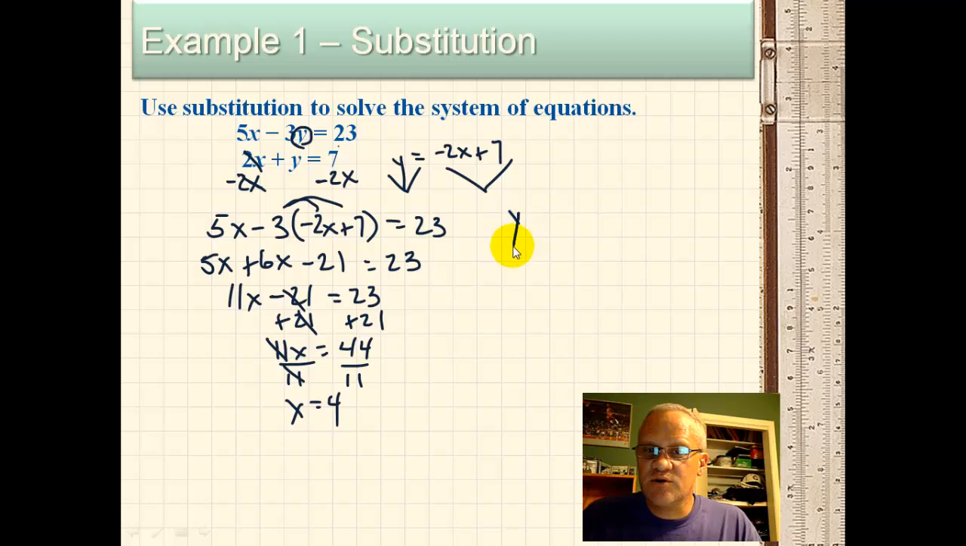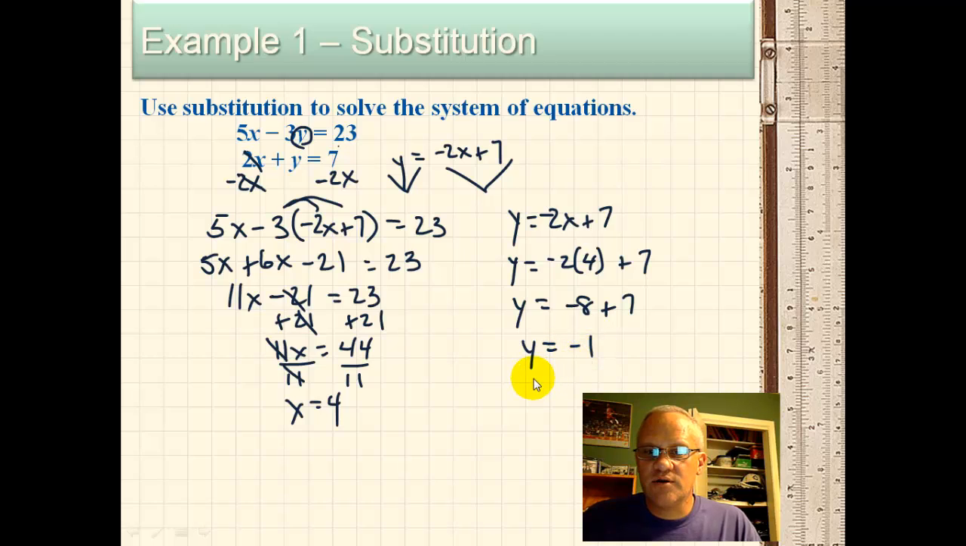So this one here where we have y equals negative 2x plus 7, let's plug 4 in up here for x. So I'm going to have y equals negative 2 times 4 plus 7. So that means this is going to be negative 8 plus 7, which means y is negative 1.